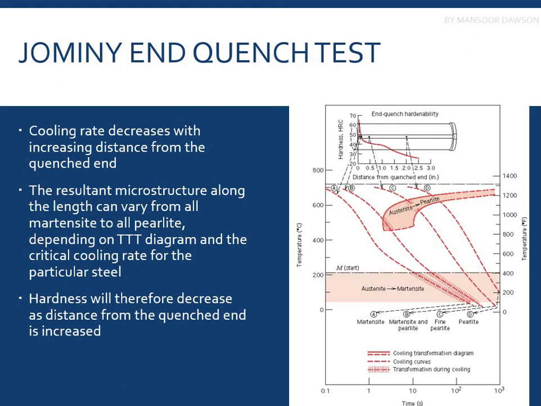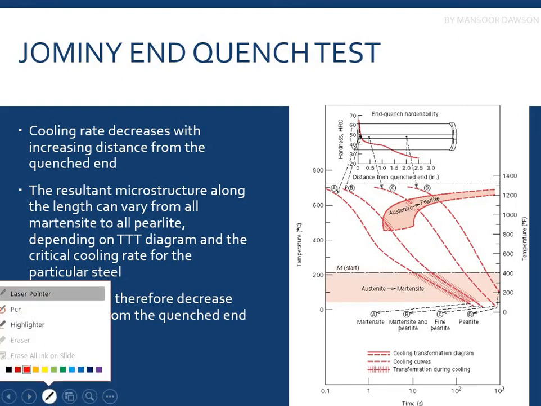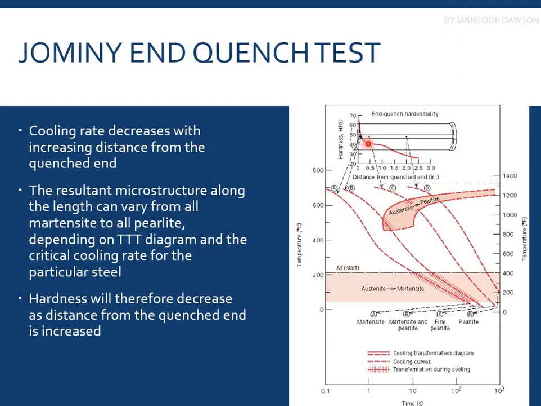So when the distance from the quench end increases, if you cannot see, I'll just use the laser pointer, from here to the other end of the part, and this end is being quenched. As the distance increases, the hardness decreases, because you obtain a very coarse pearlite, then a very fine pearlite, then bainite, and then the martensitic structure. So the hardness is the highest where the metal is quenched.